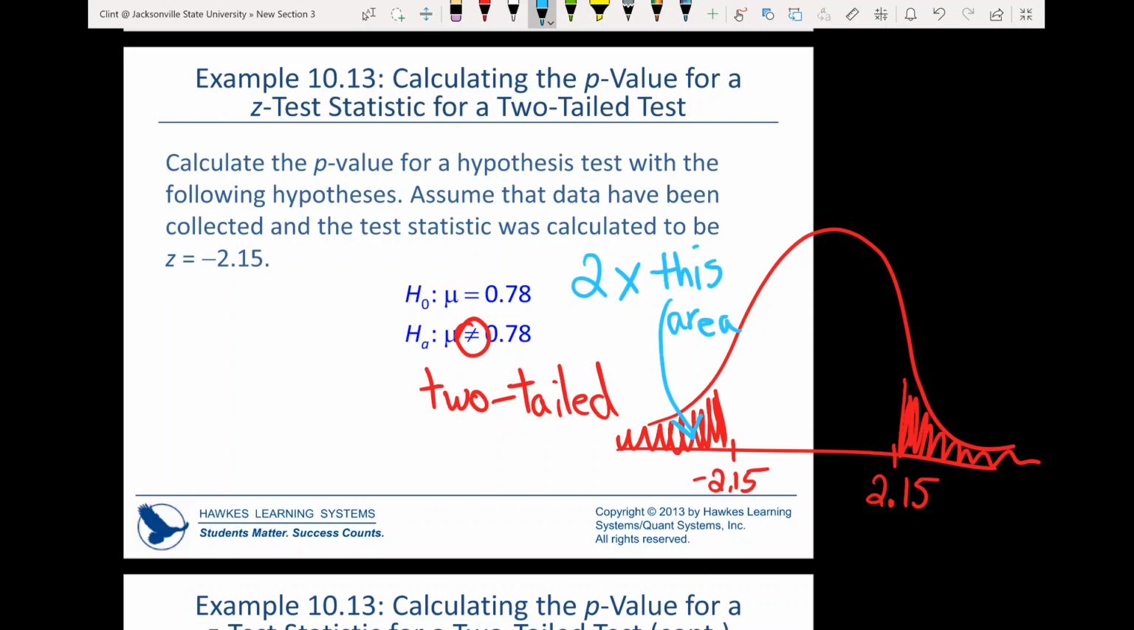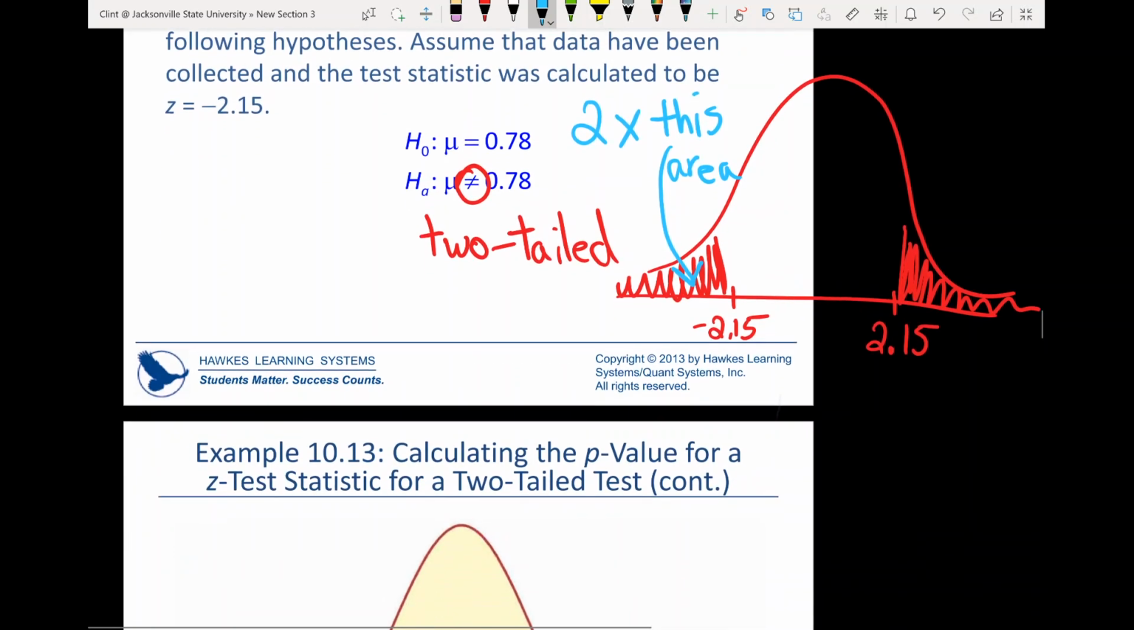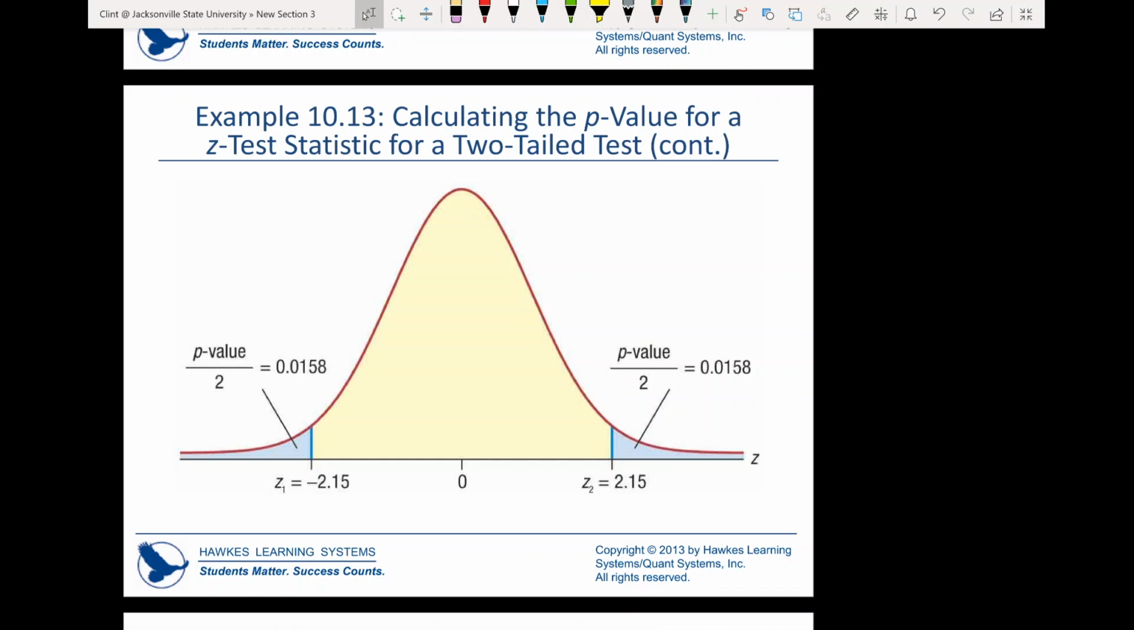So if we have a two-tailed test, you find the area in one of the tails and multiply by 2. So in this case, what we could do is look up negative 2.15. Okay. If we look up negative 2.15, that has an area of 0.0158 to its left. Okay. And we could do 2 times that to get our p-value. That's only half of our p-value, so we need to do 2 times that value. Okay, so we could do 2 times 0.0158. Okay, what do we get there?